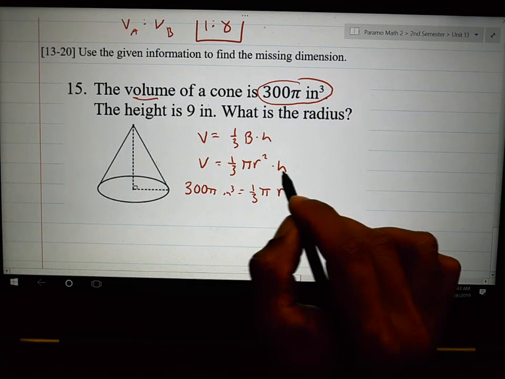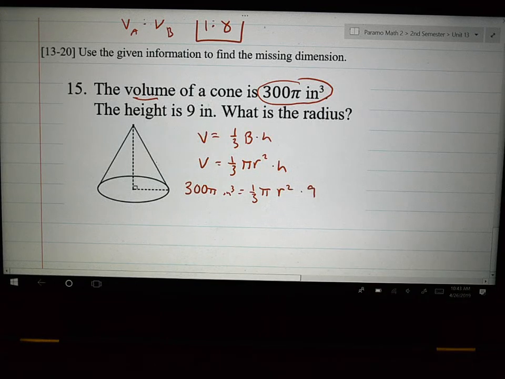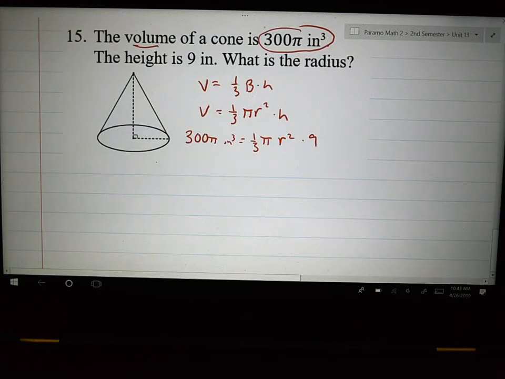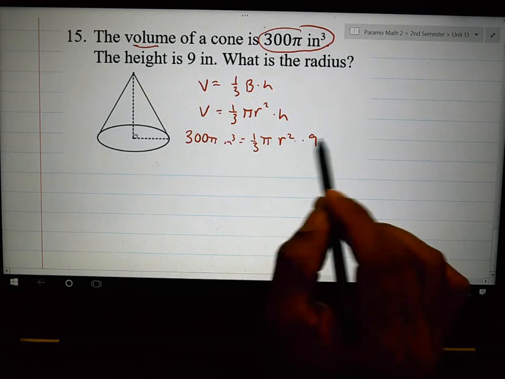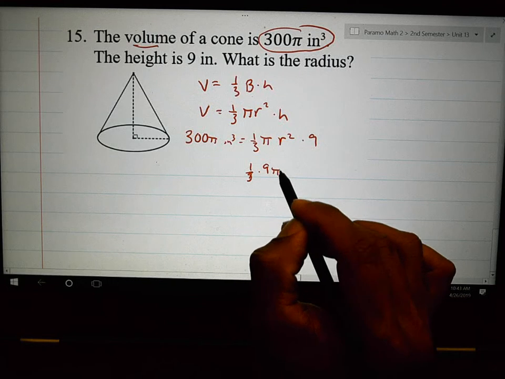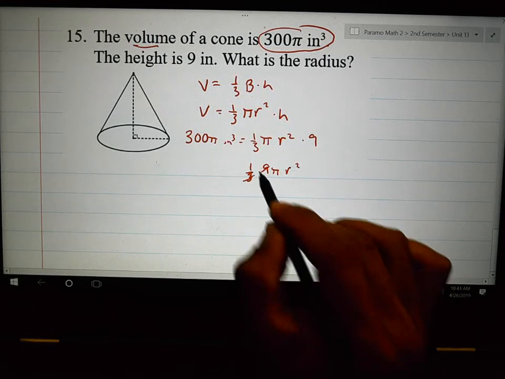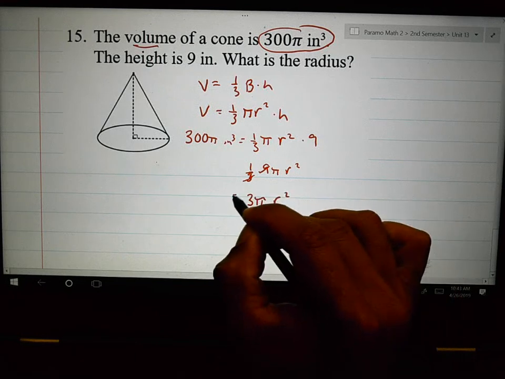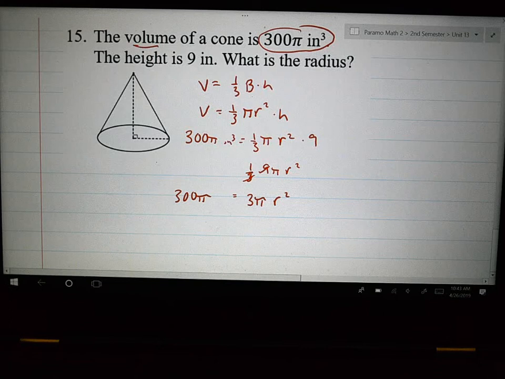Do I know what the radius is? No. Do I know what the height is? Yes. So I plug everything in that I know. Then I'm going to rearrange, because I can multiply in any order that I wish. 1/3 times 9 times pi times r squared. And I know what 1/3 of 9 is. It's 3. The 3 pi is multiplying the r squared.